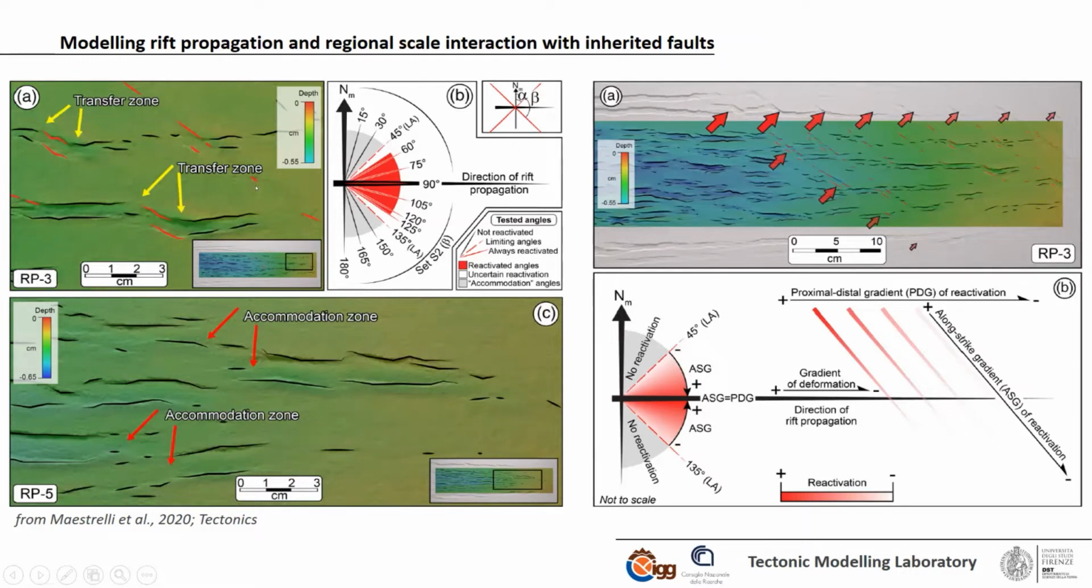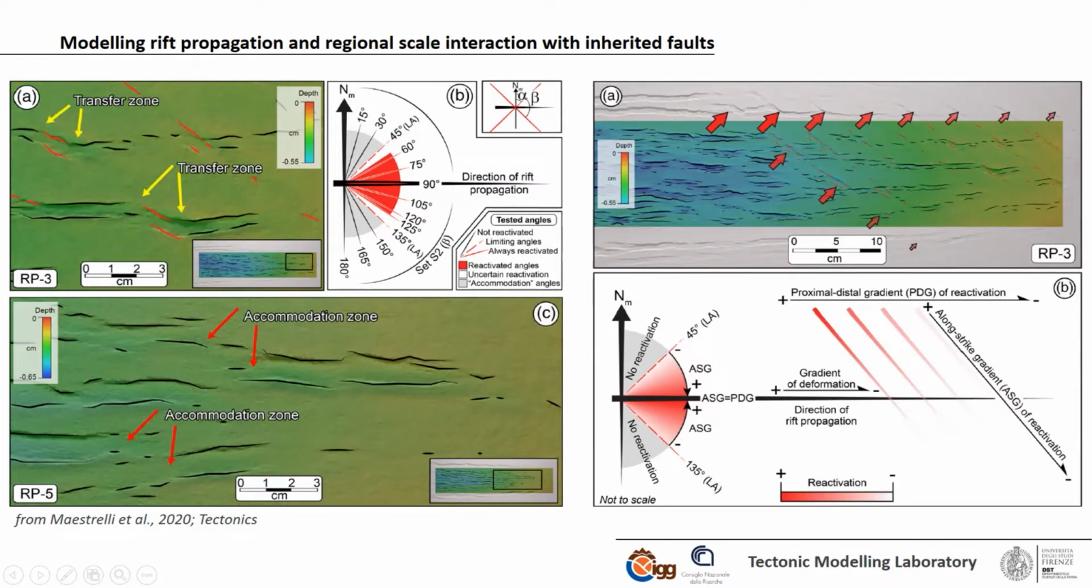So we have hard linkage, basically, while above and below these values, we do not observe fault reactivation, but we observe soft linkage. So we have accommodation zones like the one you can see here. So somehow, despite the fact that they are not reactivated, the faults can still influence the rift propagation by inducing rift segmentation.